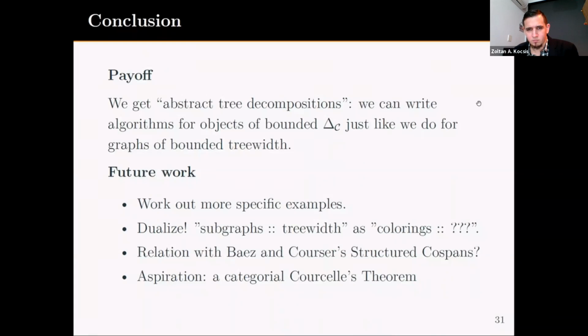And it turns out we can write algorithms for objects of bounded delta C on an arbitrary spined category C, just like we do algorithms for graphs of bounded treewidth by recursing on the tree decomposition. And this is very interesting. We've yet to see whether it is practical, but it's a very good sign that you can do it. It means that our notion of treewidth is indeed fairly close to the uses of treewidth that we have in graph theory.